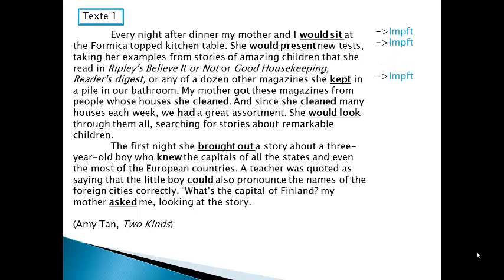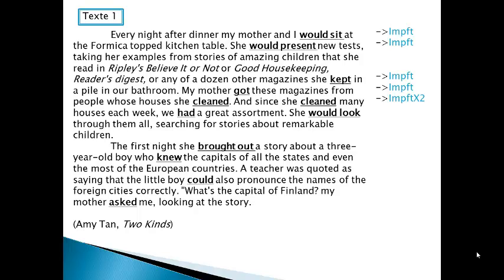My mother got these magazines from people whose house she cleaned. Did she get them once or did she get them constantly? She got them constantly, so it's imparfait. From people whose houses she cleaned. Did she do it once or does she keep doing it? She did it all the time, so it's imparfait. And since she cleaned many houses each week, imparfait again.